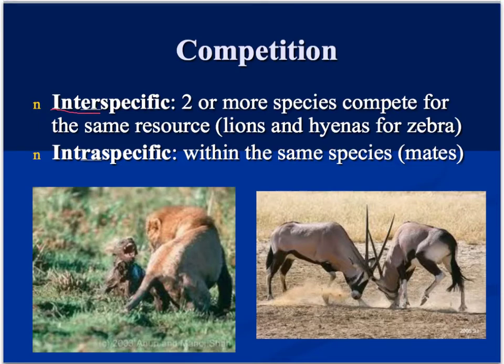The other type, intraspecific, is within the same species. So two gazelle competing over a mate, two lions competing over certain resources or habitat. During mating season, it might be particularly high to have intraspecific competition, again, because in order to get a good mate, you have to have resources. You have to have a lot of habitat. And so species, particularly its males, are going to have intraspecific competition.